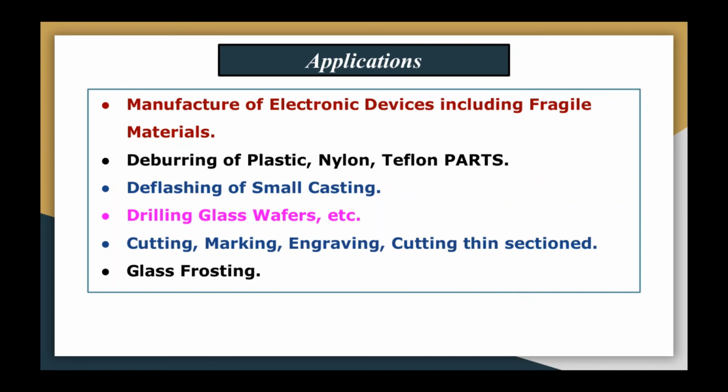Glass frosting is another important application of AJM process. Frosting of glasses is done so that glasses become opaque. Normally glasses are transparent, but if you do frosting with AJM process, they become opaque. Or if you want to write any letter or name on the glass, then AJM process is normally used for the writing purpose. Very fine letters can be written on the glass with the help of this AJM process.